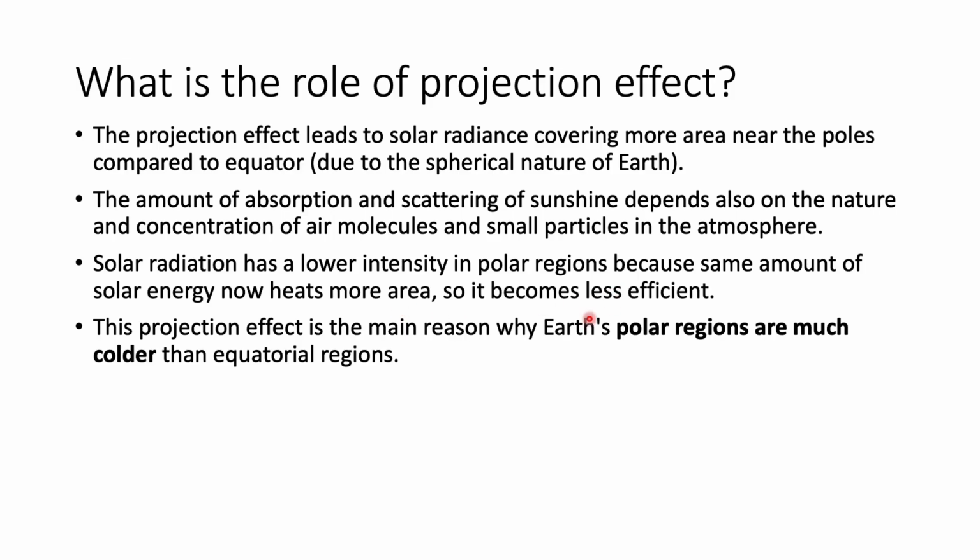Due to the projection effect, the amount of solar energy received remains the same, but it now has to heat up more area. In other words, every area in that particular region is going to get less sun energy. So it becomes less efficient. So this projection effect is the main reason why Earth's polar regions are much colder, because they receive less solar energy than the equatorial regions.